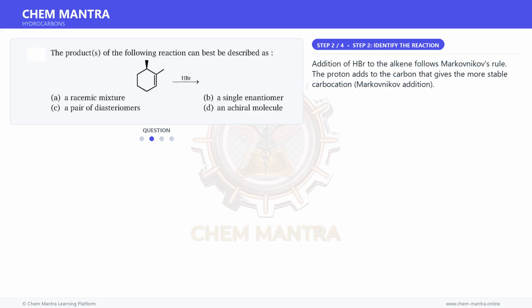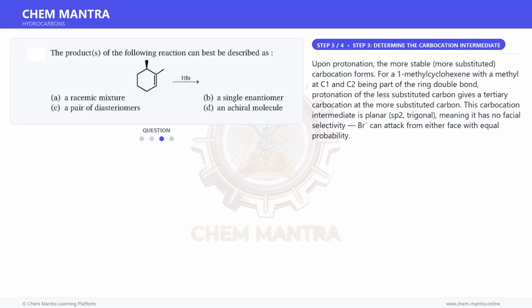Addition of HBr to the alkene follows Markovnikov's rule. The proton adds to the carbon that gives the more stable carbocation. Moving on to the next step. Upon protonation, the more stable, more substituted carbocation forms. For a 1-methyl cyclohexane with a methyl at C1 and C2 being part of the ring double bond, protonation of the less substituted carbon gives a tertiary carbocation at the more substituted carbon.